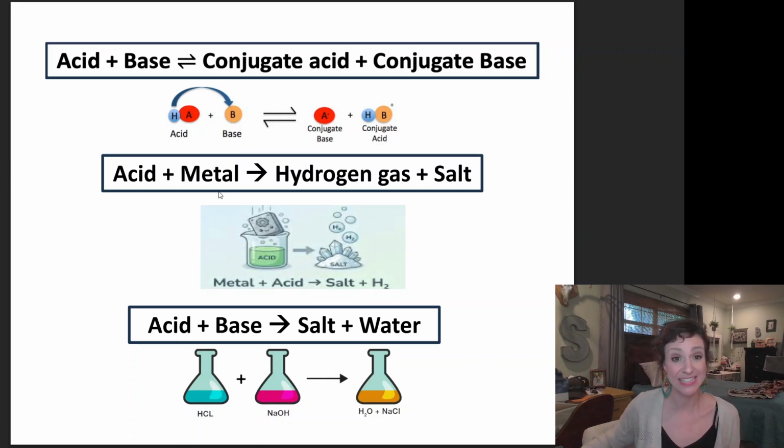Then we talked about these single replacement reactions between an acid and a metal, to where the metal can kick out the hydrogen in the acid if it is more attractive or higher up on the activity series, displacing hydrogen to make hydrogen gas in a new couple of salt. So these were the single replacement reactions.